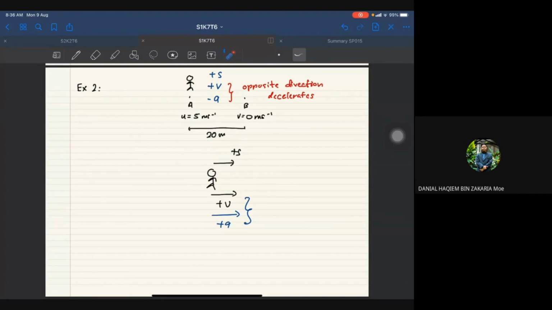Contohnya, katakan saya lukis ini sebagai objek, bukan orang lah, kotak. Kalau kamu tak nampak kita cuba bayangkan benda lain pula. S dia ke kanan, V dia ke kanan, A ni direction acceleration dia tu. Kalau dia sama direction, maksudnya objek ni makin lama makin laju. Kalau ini opposite direction, maksudnya objek ni makin lama makin slow. So in this case, the direction for A should be in this direction.